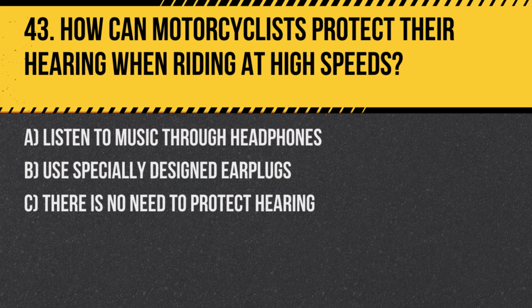Question 43. How can motorcyclists protect their hearing when riding at high speeds? A. Listen to music through headphones. B. Use specially designed earplugs. C. There is no need to protect hearing.